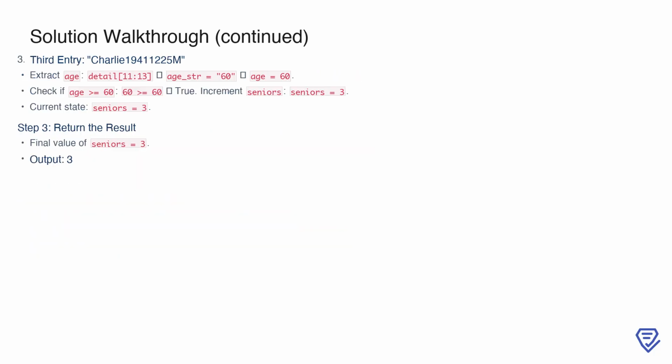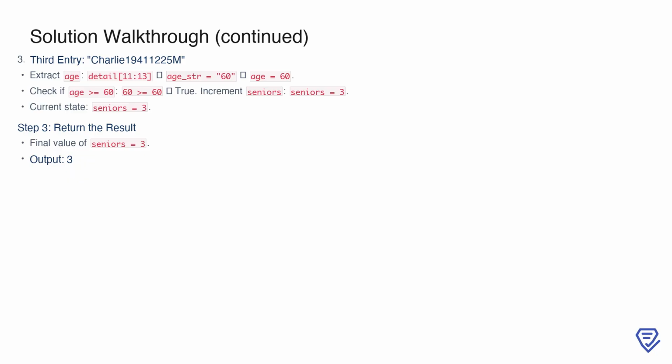Now we process the third entry, Charlie 194112225M. Extracting the substring from positions 11 to 13 gives 60, which we convert to an integer, resulting in an age of 60. Since 60 is equal to the threshold, the condition is satisfied, and the seniors counter is incremented once more, bringing the total to 3.